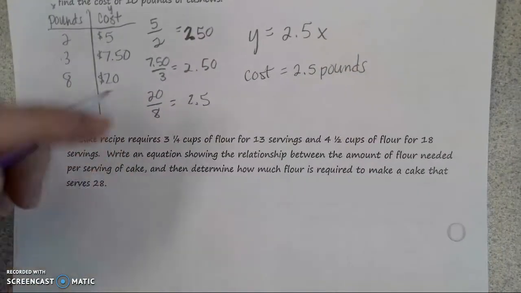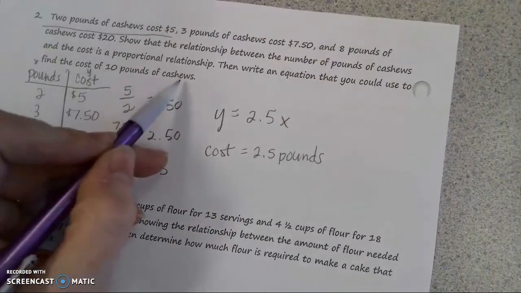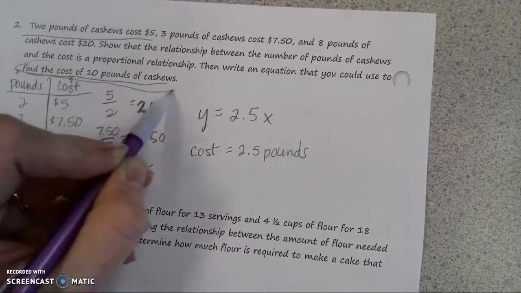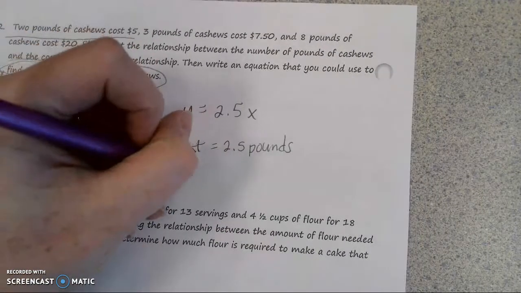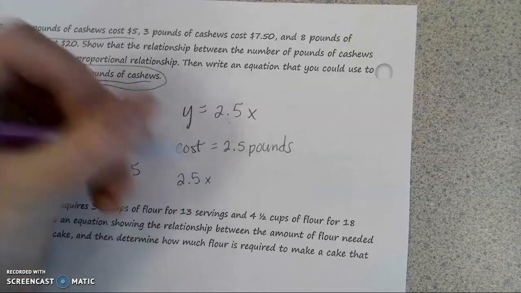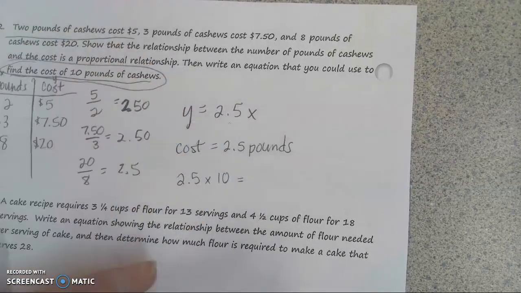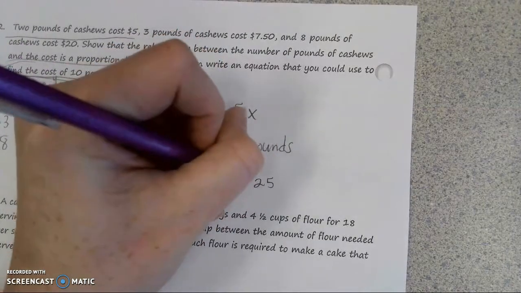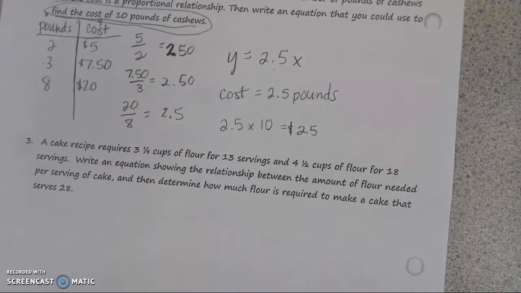Oh, I realize we didn't finish this last part. Find the cost of 10 pounds of cashews. That's my bad, guys. So we're going to take our unit rate, or our constant of proportionality, of 2.5, and for this one, we multiply by 10. So we would get 25.